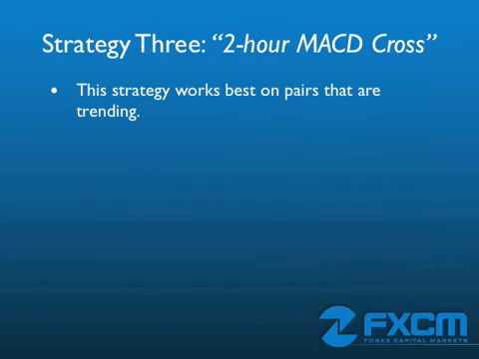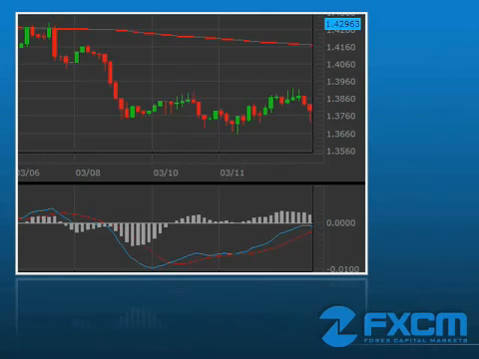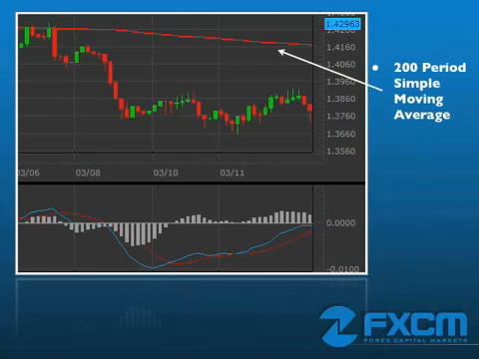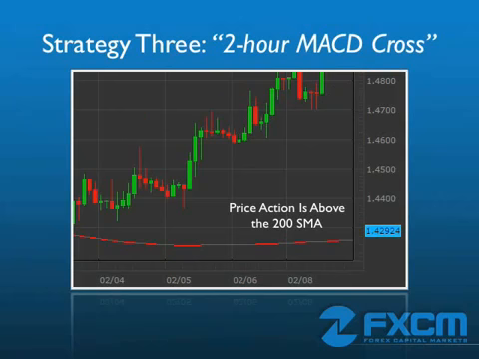Now let's take a look at our last strategy. In my opinion, this strategy works best on currency pairs that are trending. For this example, we're going to pull up a 2-hour pound-dollar chart and apply two technical indicators, a 200-period simple moving average, which is added to help me locate the direction of the trend, and a MACD, which is designed to identify trend changes.